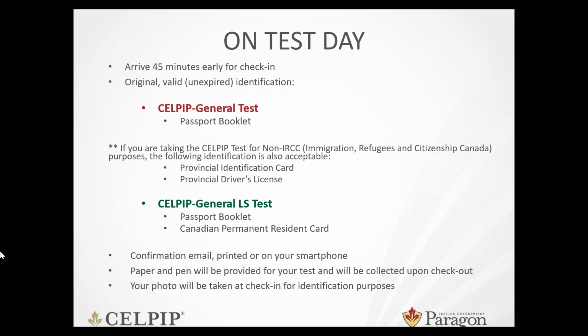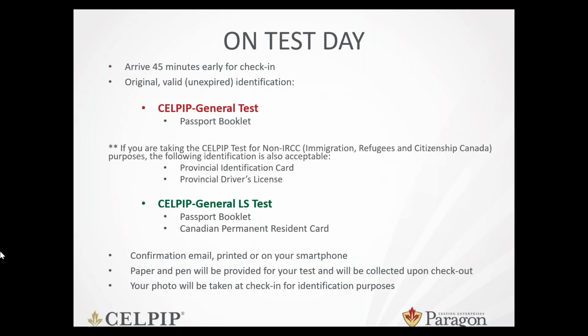Now, if you're taking the CELPIP General test for what's called non-Immigration, Refugees and Citizenship Canada purposes, and that's if you're looking to become a real estate agent with the UBC Sauder School of Business or an immigration consultant with the ICCRC, then you also need to be able to present your original and valid provincial identification card, for example, a BCID here in British Columbia, or your original and valid provincial driver's license.